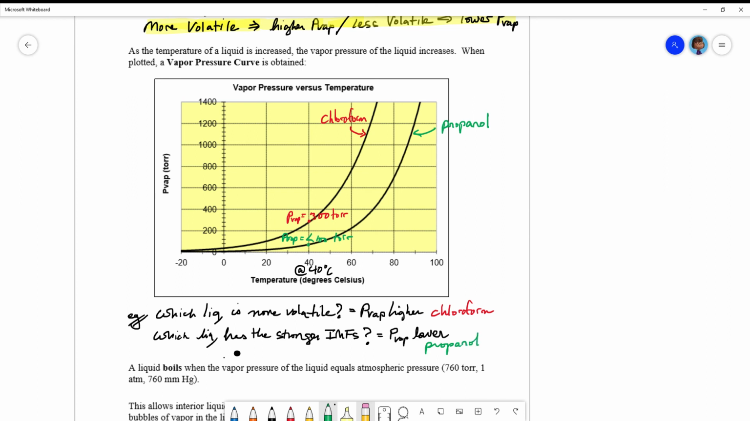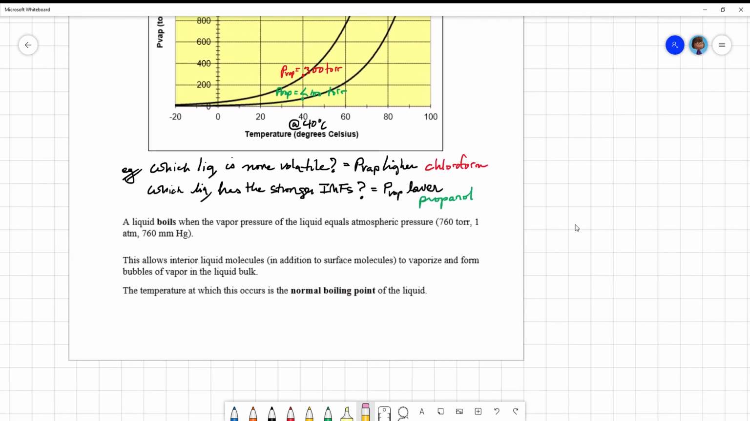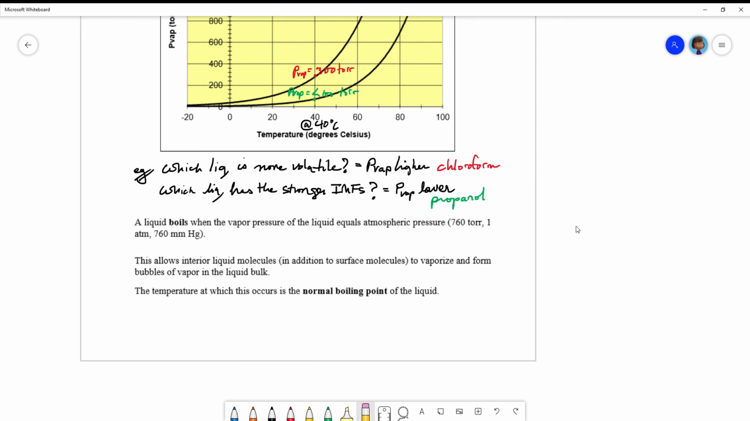So, things that we can get from a vapor pressure curve. Turns out there's one more important thing we're going to be able to get from a vapor pressure curve, which we're going to see very shortly as I scroll down. So far, all I've been talking about is vaporization, the process of vaporization. Now, I want to be very clear that the process of vaporization is not identical to the process of boiling a liquid.